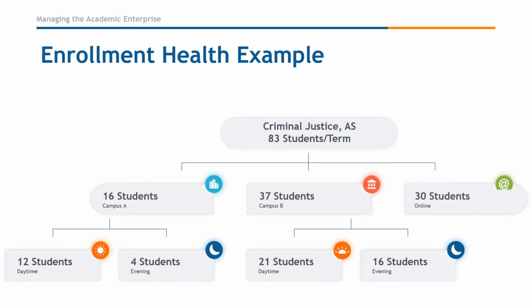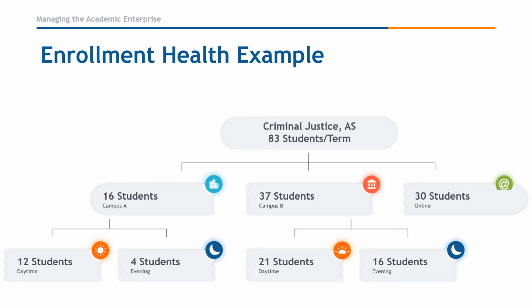So to look at all of this, we study essentially the behaviors of the students in terms of their registration patterns within each program. Here's an example of a criminal justice program with a reasonable head count of 83. But you can see how that one population gets fragmented into ultimately 5 different groups.